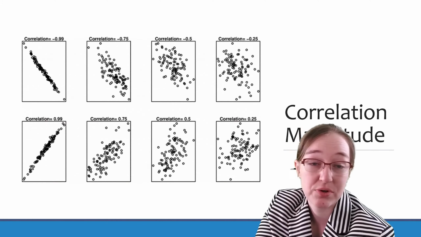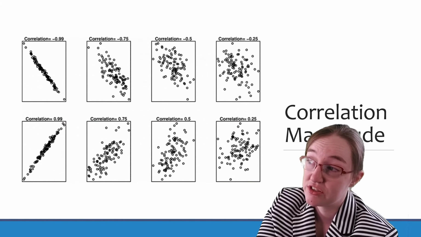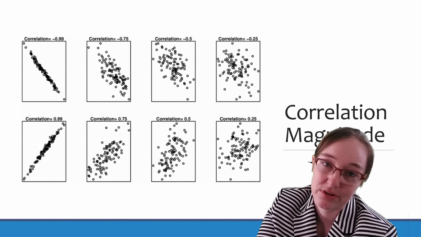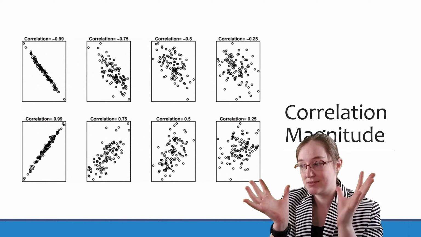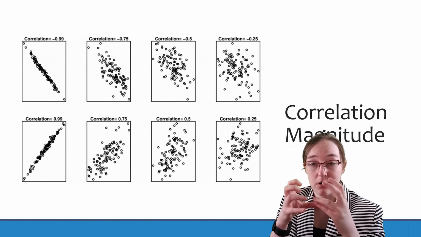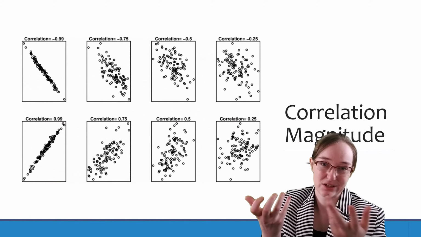So here I've illustrated various correlation magnitudes. A correlation of -.99 is practically -1. And as these numbers get closer and closer to 0, the spread around the data widens. And as you get closer and closer to 0, it's harder and harder to see that linear relationship until it looks like a circle-y blob.